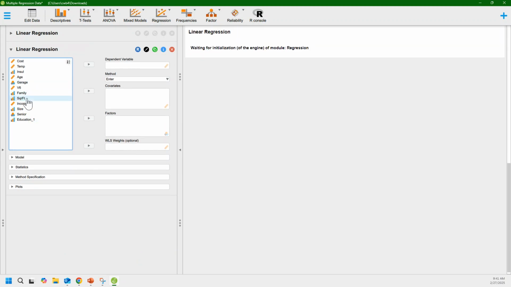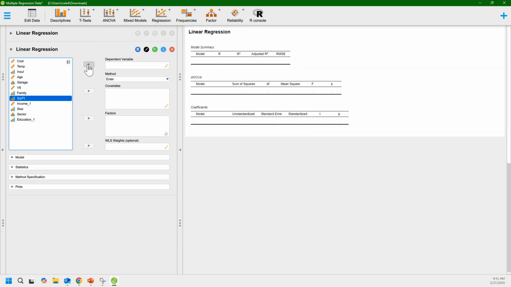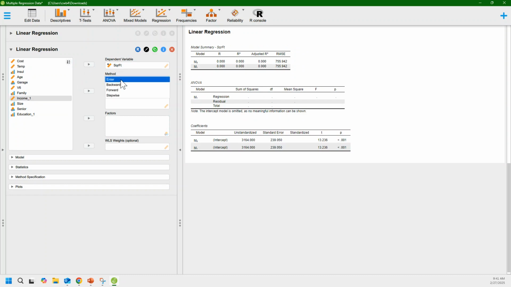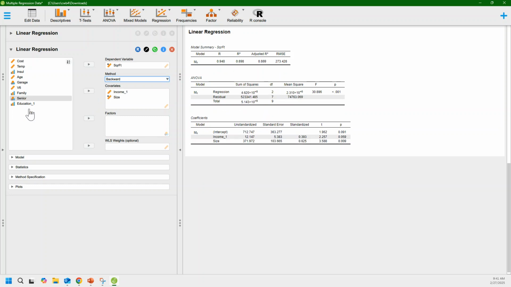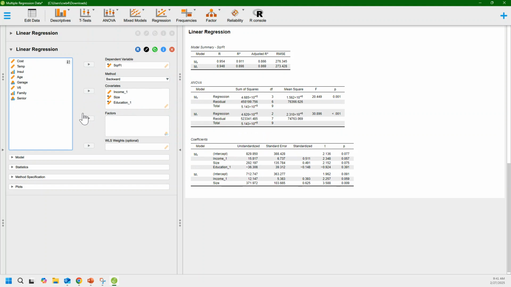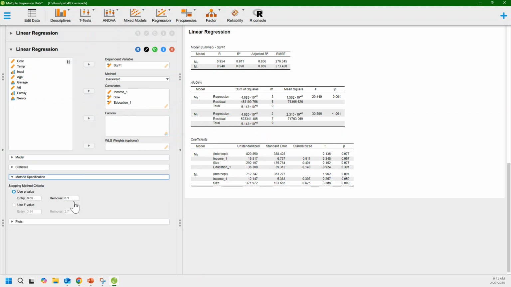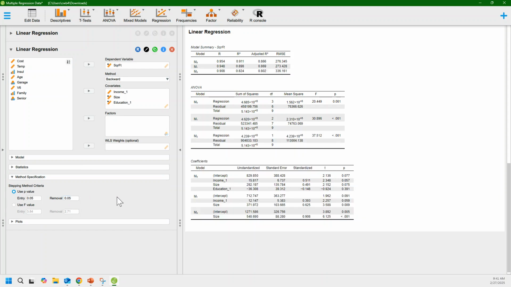And so my outcome variable or my dependent variable is square feet. I have backward elimination here. I'm going to use income, size, and education as my covariates. I'm going to remember to go to method specification, change that value to 0.05, and I have my final model.